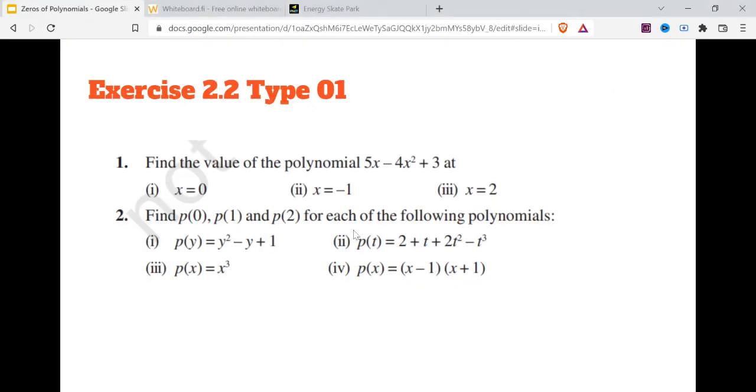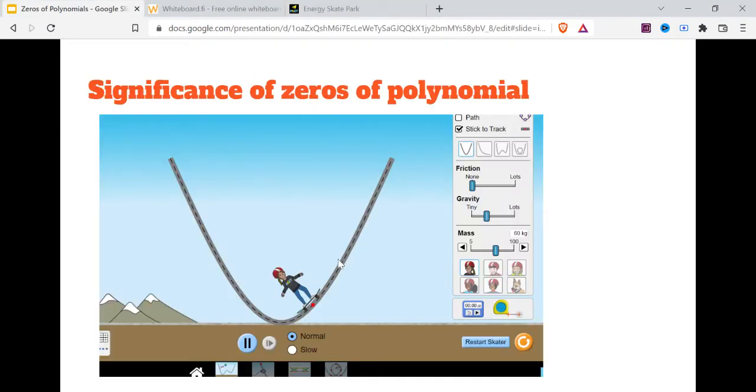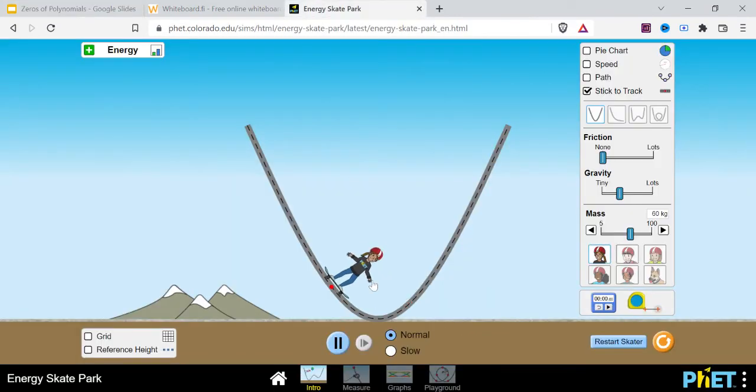Now let's move on to what is the significance of a zero of a polynomial. For this, let me show you a simulation with a lady. You can choose a boy. So you must be seeing this link. This is the Colorado simulation link. You can follow this link or type in Google Colorado edu, and you can go to this link. I will drop this link into the description of this video.